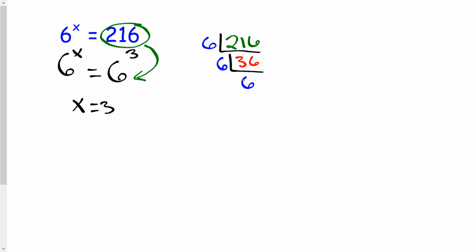The question is, once you get down to 6, once you see your base once more, how many 6's do you have? Well, I have 1, 2, 3 6's over here. It just so happens to be that number right there, and that's exactly where we get 6 to the power of 3, which is why now we can ignore those bases and just say x equals 3.